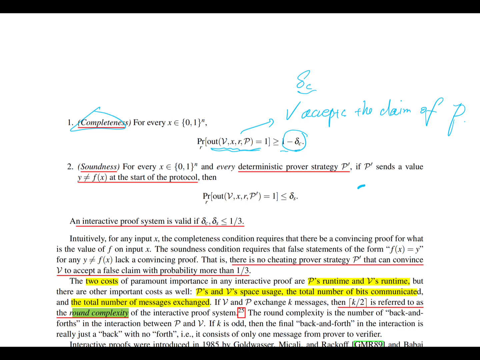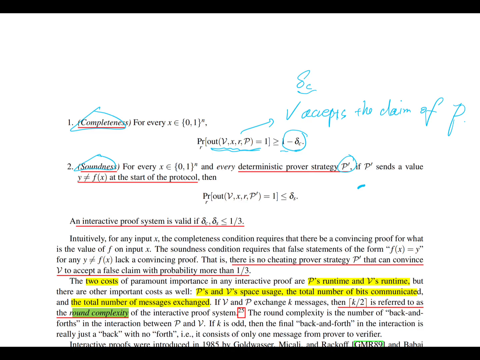So let's look at soundness. Completeness means the proof and verification complete step by step, very smoothly and without any problem, so it should have high probability. Soundness is for all x belonging to this input, and for all deterministic prover strategies P prime.